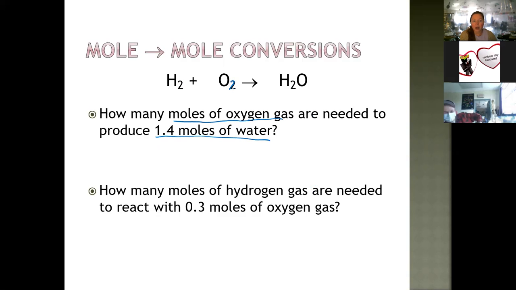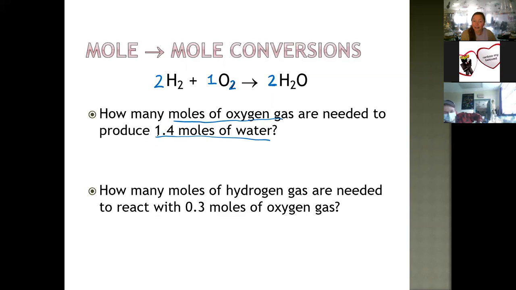I have 2 oxygens here, only 1 here. I'm going to put 2 there. So I have 2 oxygens and 2 oxygens. I now have 4 hydrogens, so we need 2 here. So I have 2 hydrogens to 1 oxygen to 2 waters. Now I can actually use my ratios to do some stoichiometry.